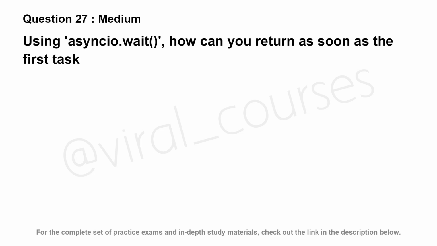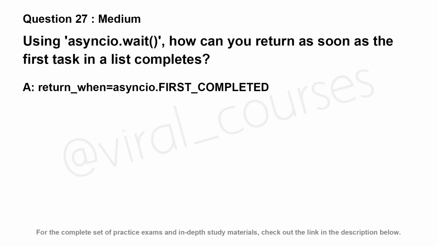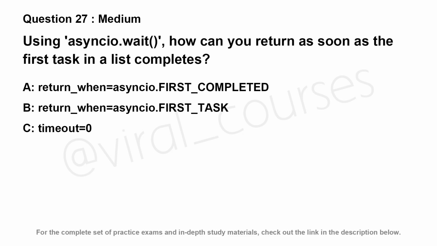Using asyncio.wait, how can you return as soon as the first task in a list completes? Option A. return_when equals asyncio.FIRST_COMPLETED. Option B. return_when equals asyncio.FIRST_TASK. Option C. timeout equals 0. Option D. wait_mode equals fastest.